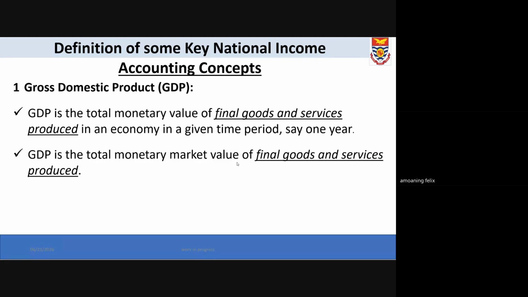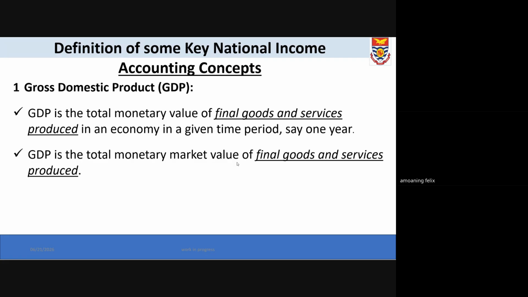When we talk about the gross domestic product, the emphasis is on the domestic. We are interested in computing the total monetary value of all final goods and services produced in an economy in a given period, and the period is always one year. So GDP, the gross domestic product, totals the monetary market value of final goods and services that are produced.